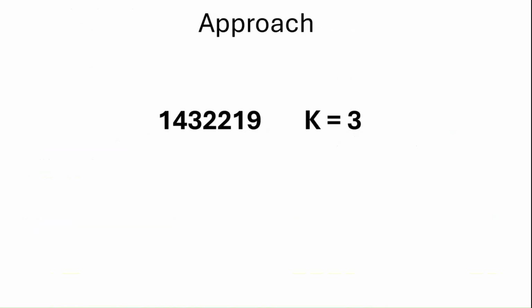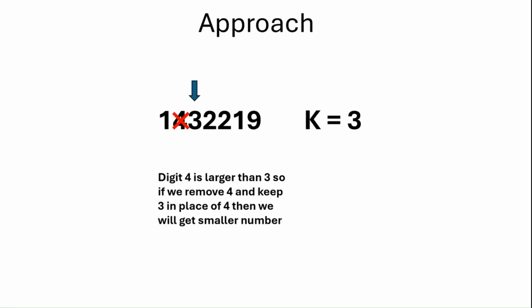So let's say this is our input string and k is 3. If we start from the beginning, we have not visited any other digits, so we'll continue. Now 4 is not less than 1, so we will continue. Now when we come to the 3, we can remove the 4. Why? Because if you keep 1, 4, the value is 14. And if we remove 4 and keep 3, the value will be 13, which is less than 14. Right? So digit 4 is larger than 3, so if we remove the 4 and keep 3 in place of 4, then we'll get the smaller number.